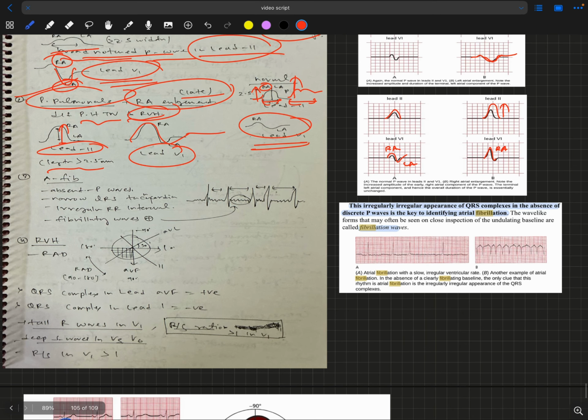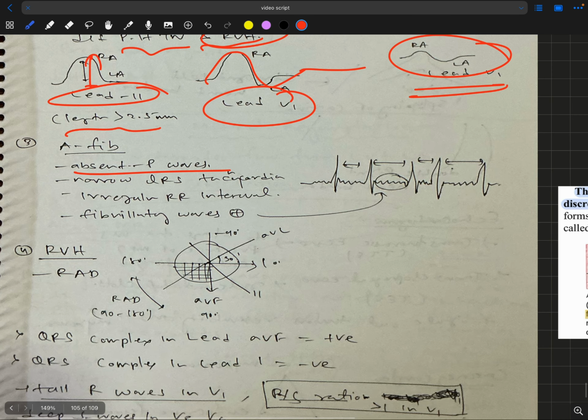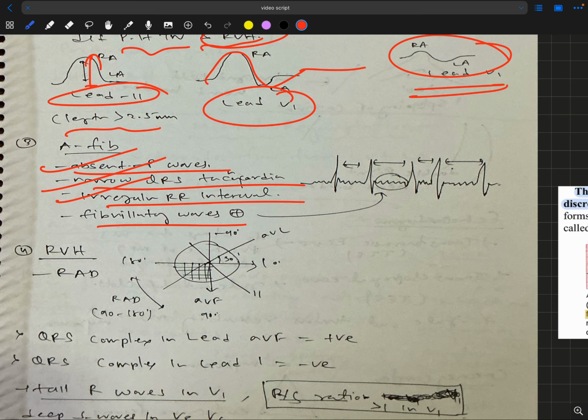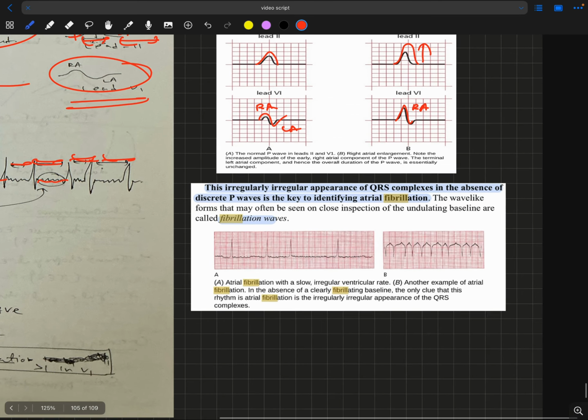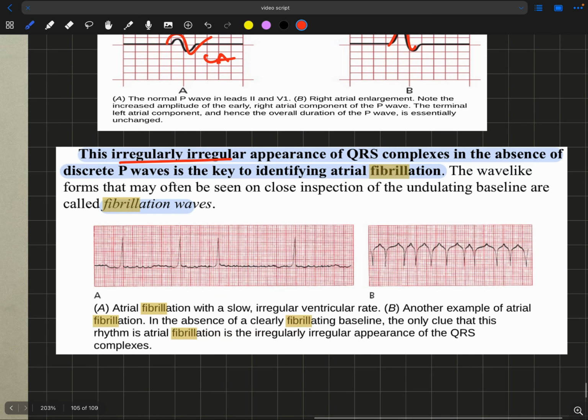The MS patient can also develop atrial fibrillation. What are the findings in atrial fibrillation? There will be absent P waves, narrow QRS tachycardia, irregular RR interval, and irregular pulses. So absent P waves, narrow QRS, irregular RR interval, fibrillatory waves. P waves are absent, fibrillatory waves are present. The RR interval is irregularly irregular. This irregular appearance of QRS complexes and absence of discrete P waves is the key to identifying atrial fibrillation.